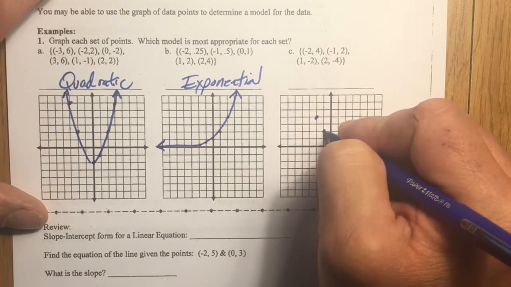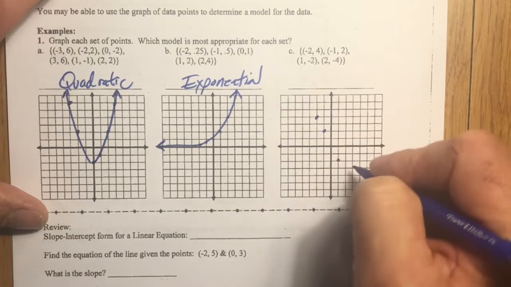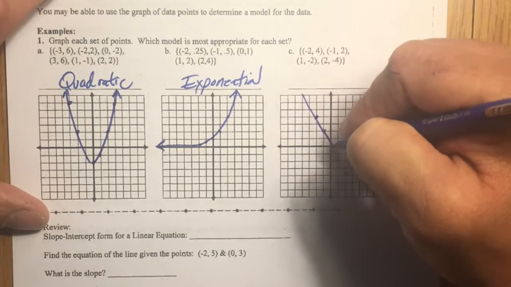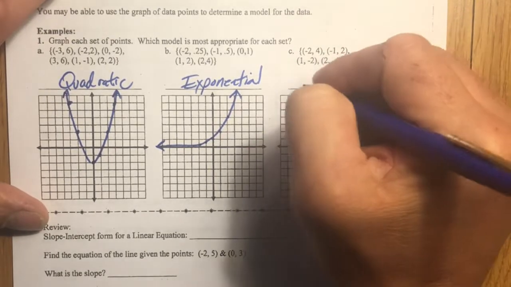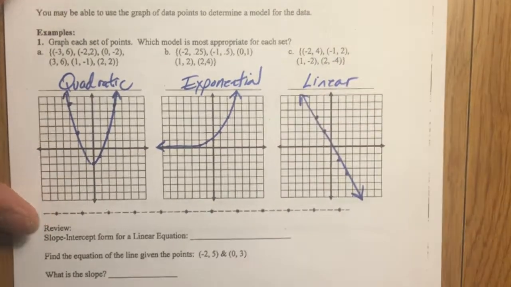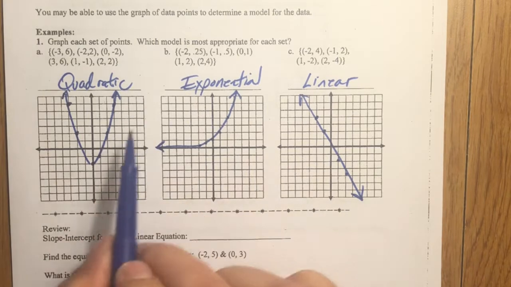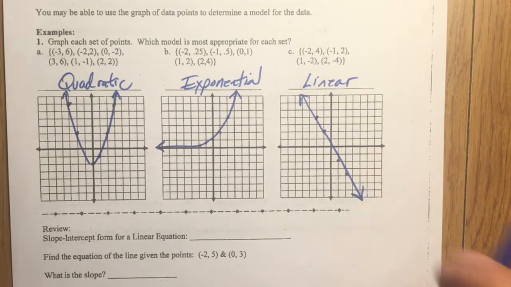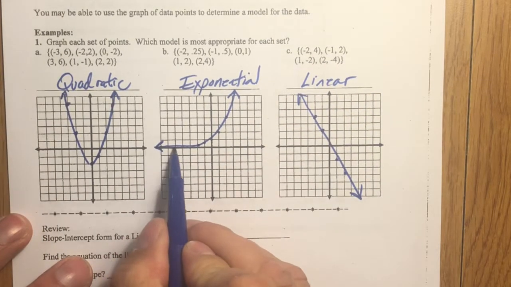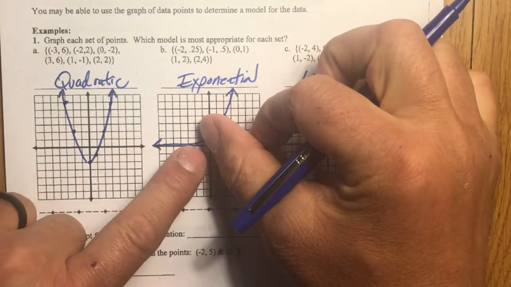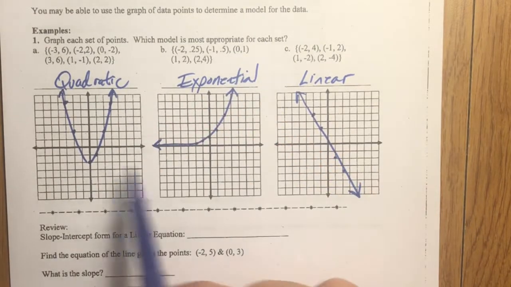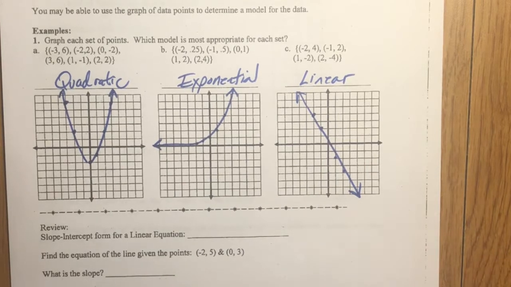Then here, -2, 4, -1, 2, 1, -2, and 2, -4. These ones form a straight line, so that's linear. Where you have to be careful is that you look at the whole graph. For example, if I just looked at this part from here to here, you may say it's linear, whereas if you take a step back and look at the whole thing, it's actually exponential. So you have to be careful of what you're looking at.